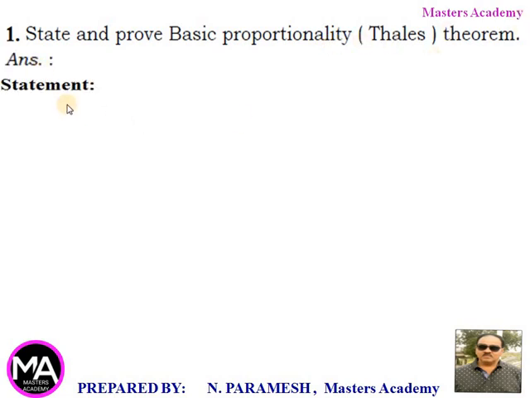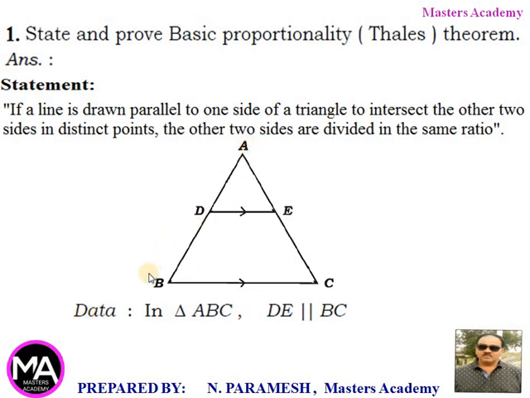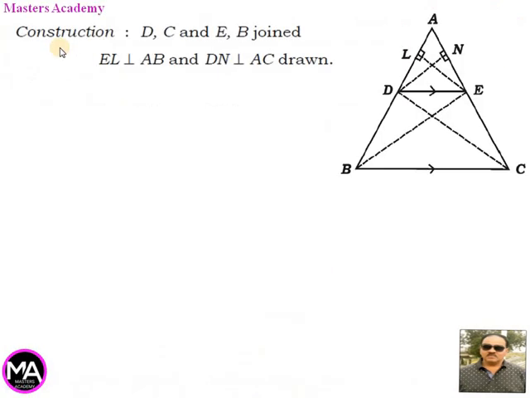Answer. Statement: if a line is drawn parallel to one side of a triangle to intersect the other two sides in distinct points, the other two sides are divided in the same ratio. Data: in triangle ABC, DE is parallel to BC. To prove AD by DB is equal to AE by EC. Construction: D, C and E, B are joined. EL is perpendicular to AB and DN is perpendicular to AC.